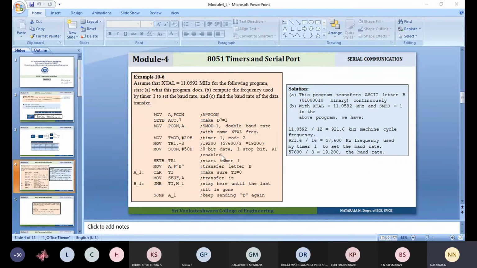What is the value of SMOD for -3? 38, 1 will get 38,186 baud rate. For TH1 -12, 9546. Check Chandan's answer. Chandan, please check your answer, sir. Please check your answer.